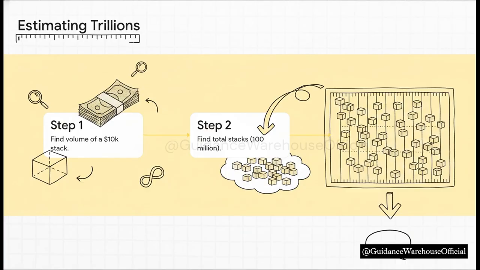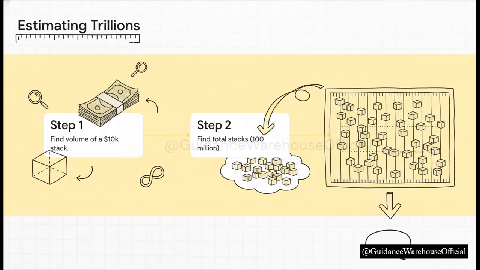Step 1. Find the volume of a single $10,000 stack of hundreds. A bill is roughly 3 by 6 inches, and a stack of 100 is about ½ an inch thick. That gives us roughly 9 cubic inches of volume per stack. Step 2. Find the total number of stacks in $1 trillion. That's a staggering 100 million stacks.